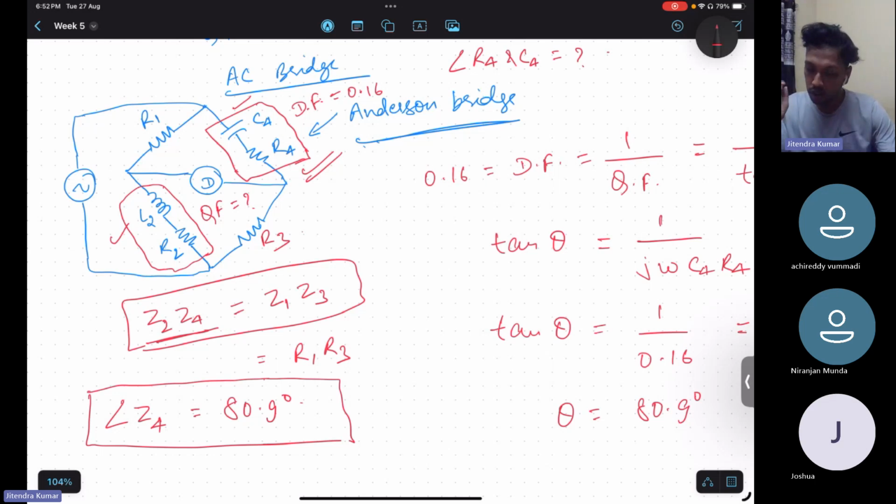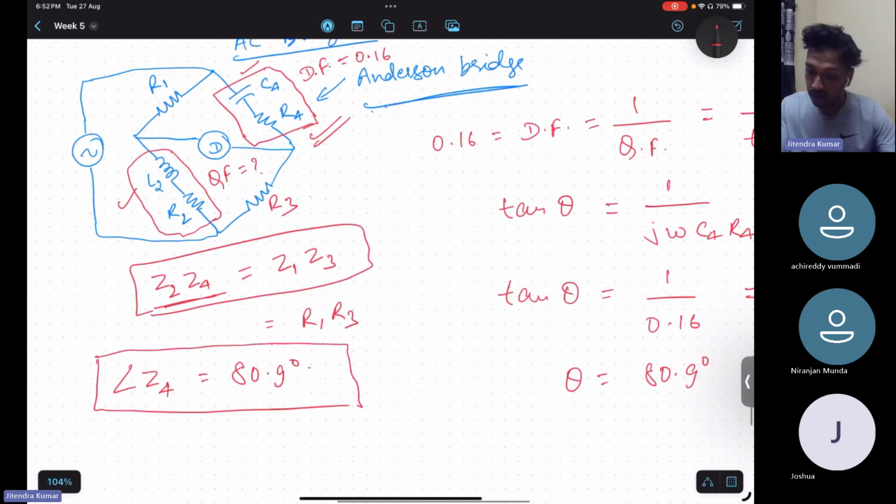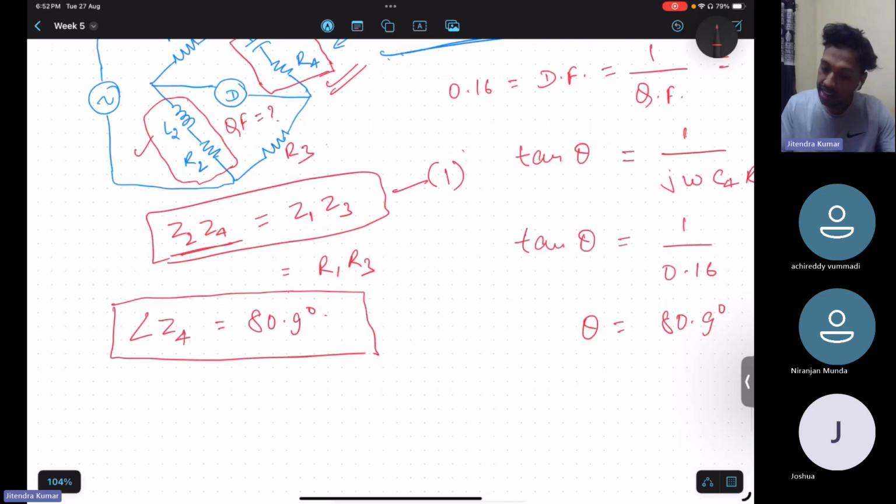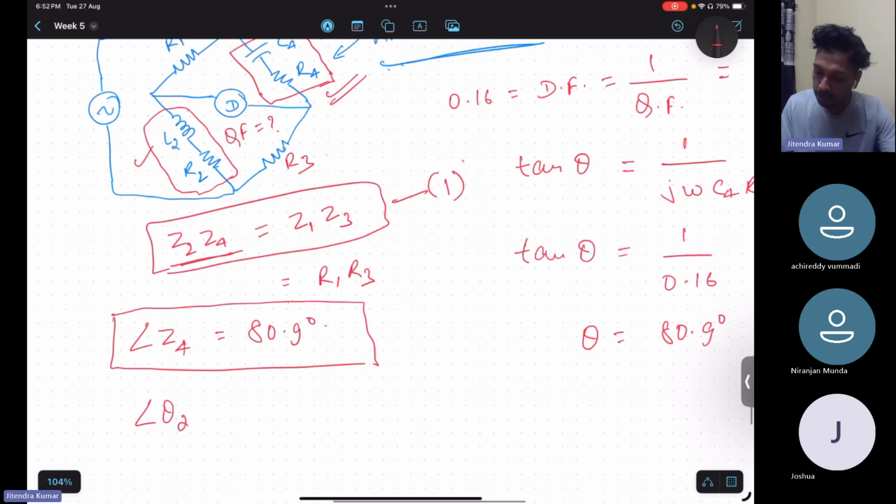So how to calculate the angle of Z2? Since this expression is valid at any time, we can write in terms of angle: theta 2 corresponding to the Z2 impedance plus theta 4 corresponding to Z4. Since impedances are in multiplication, angles will be in addition. If it had been division, that would have been subtraction. And it will be equal to theta 1 plus theta 3.